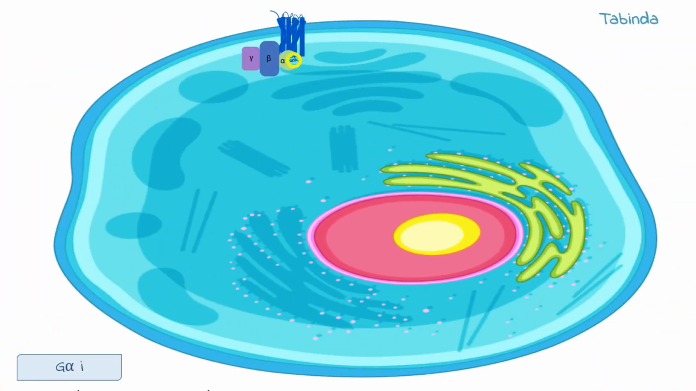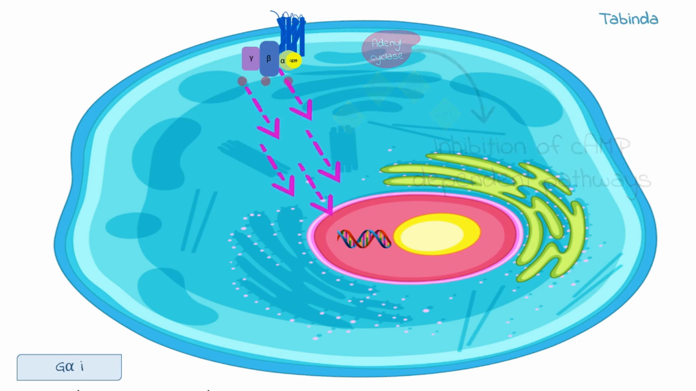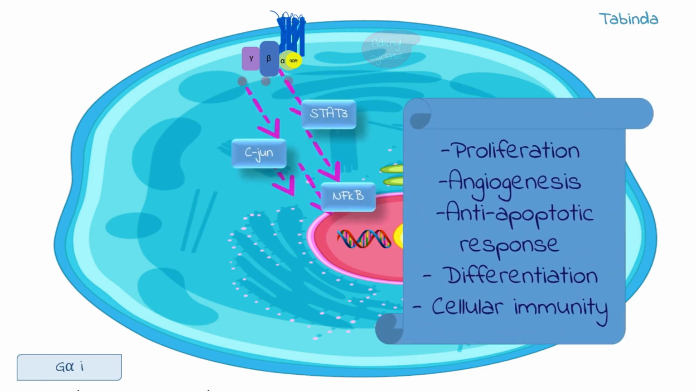Unlike G-alpha S, G-alpha I subunits primarily inhibit the cyclic AMP dependent pathway by inhibiting adenyl cyclase activity and thus decreasing the production of cyclic AMP from ATP, which in turn results in the decreased activity of cyclic AMP dependent protein kinase signaling. Using different downstream signaling components, G-alpha I subunits trigger transcription factors which are involved in STAT3, NF-kappa B, c-Jun, and various developmental activities.